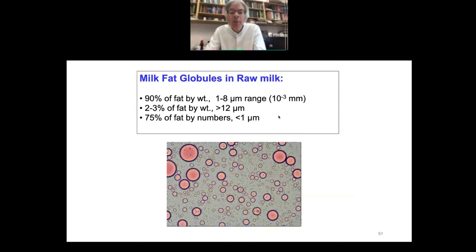So the fat globules in raw milk have a range of sizes, about 90% of them in that 1 to 8 micrometer range. There you can see in the lower case, they've been colorized, so you can see the range of fat droplets in raw milk. We also have a population of very, very small droplets. If you look at a number distribution, a large percentage of them are very small. But if you look at a weight distribution, most of them are in that 1 to 8 micrometer size range.